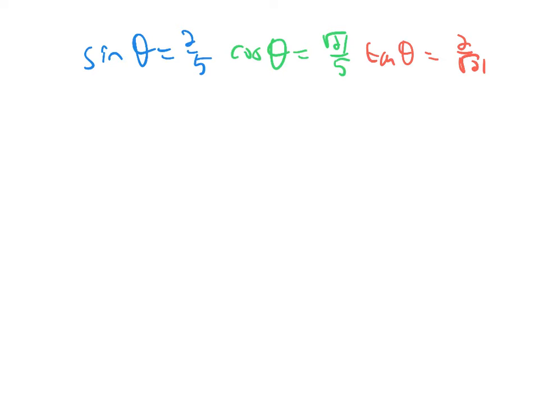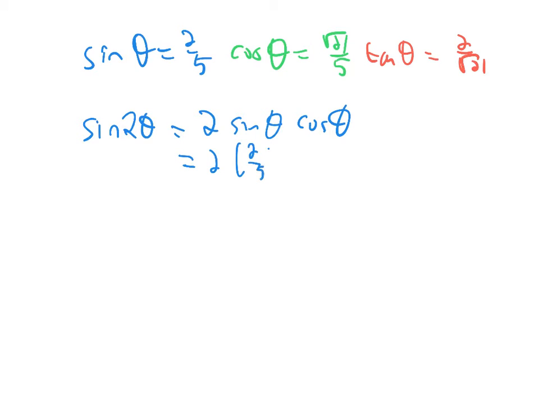Now we want to find each of the double angles, so we might say sine of 2 theta, which we remember is 2 sine theta cosine theta. So from our values, it is 2 times 2 over 5 times root 21 over 5, which comes out to be 4 root 21 over 25, which really can't be simplified any, and is done.